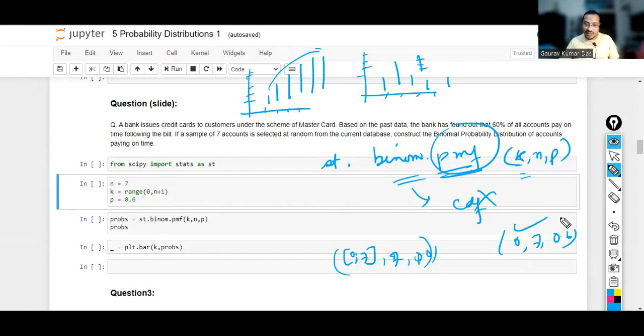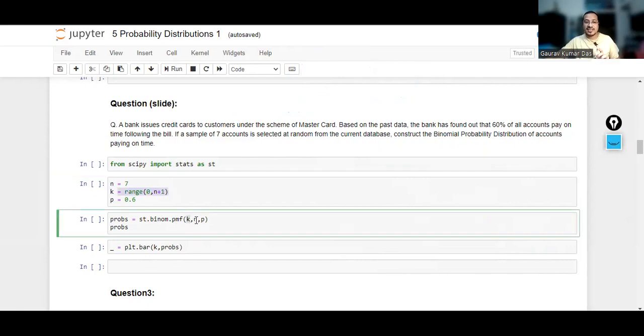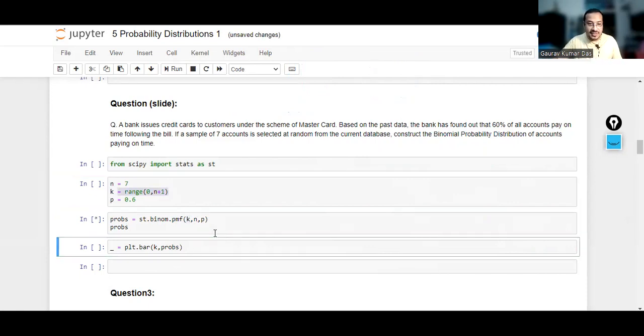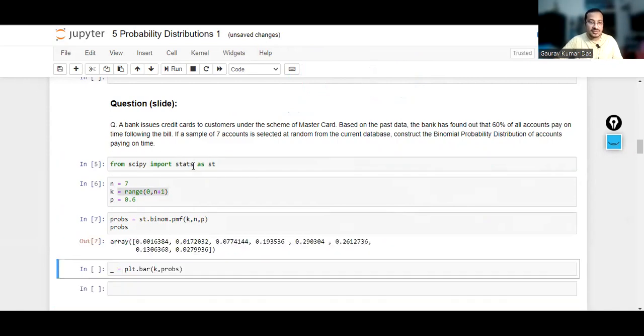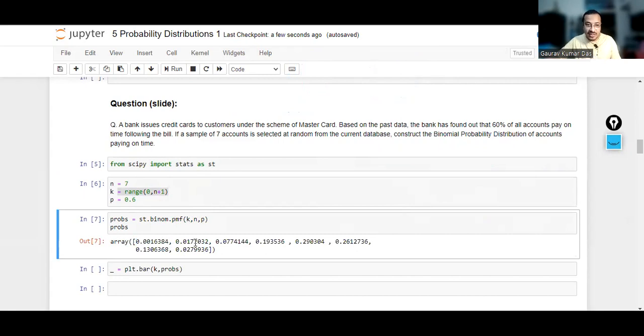So you can take either one single value, which gives you one particular probability for that event, or you can give a range of events and get a range of probabilities directly for each of these events. So I'll directly do that. I'll simply put this range of values here, comma n, comma p. I have to run this first. And once I run this, you can see all the probabilities. So this is the probability of 0 accounts paying on time, 1 account, 2 accounts, 3 accounts, 4 accounts, 5 accounts, 6 accounts, 7 accounts paying on time.